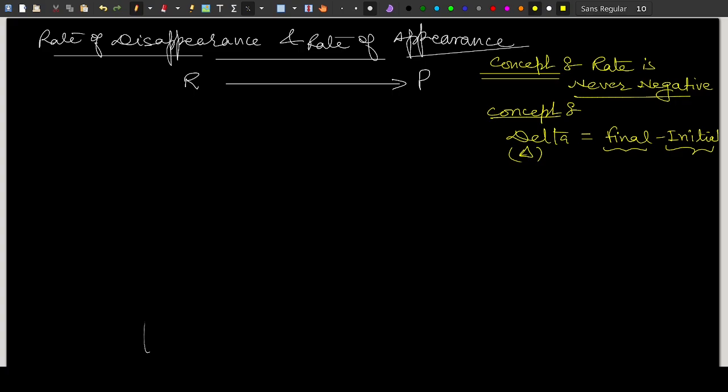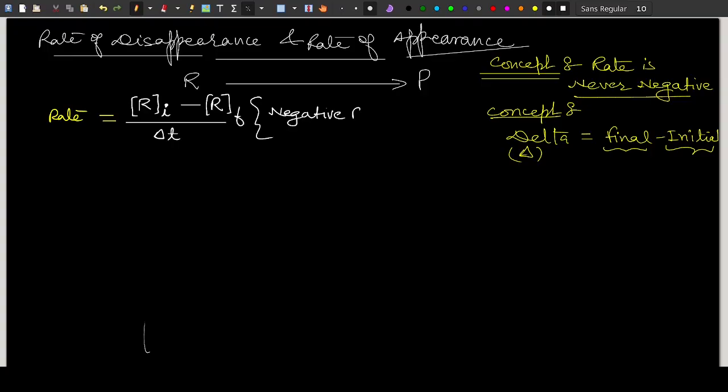So now here we are writing R to P, reactant to product. So here a rate, which we cannot write as negative. So we can say the concentration of reactant at the initial state, concentration of reactant I minus concentration of reactant F, upon time taken. This is delta T. Why are we writing I minus F? Because it is not possible to write a negative rate.